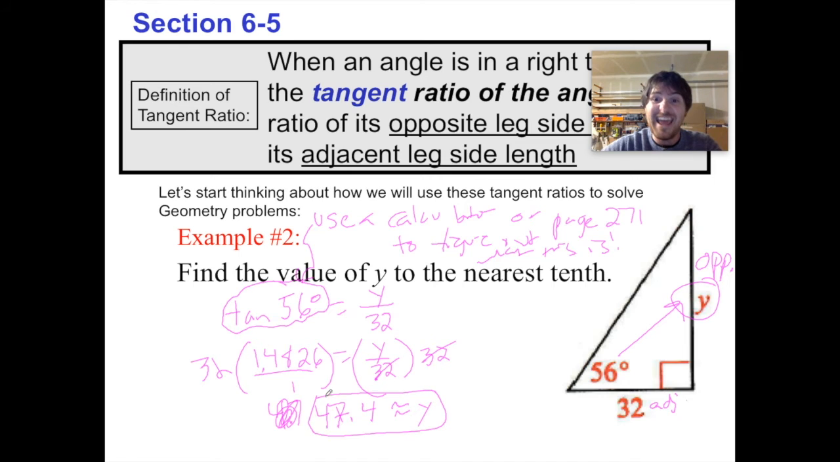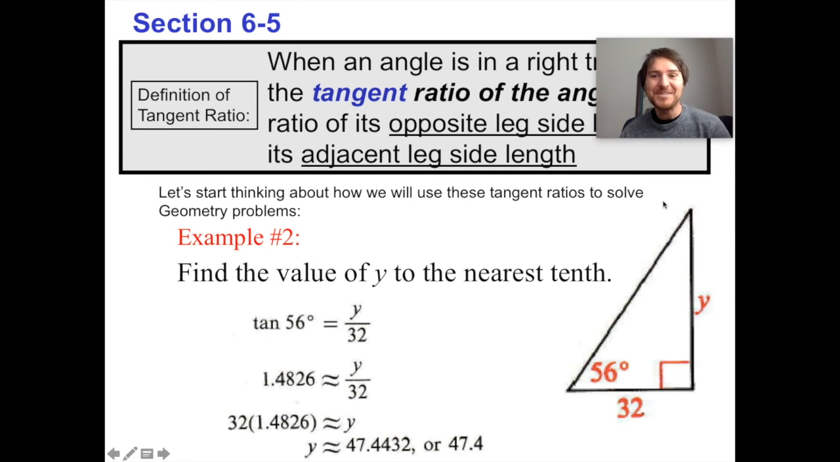Every angle has a consistent opposite over adjacent ratio. So if this is going to be a 1.4826 to 1 ratio, this is going to be about 47.4. That helps us solve for y. And here's the answer to the problem as I just did it out before you.